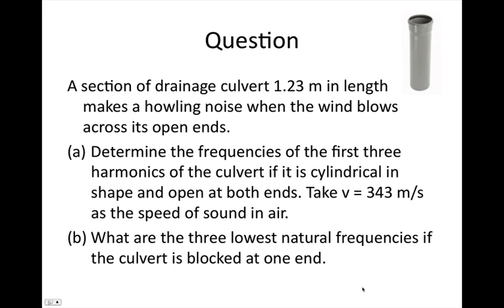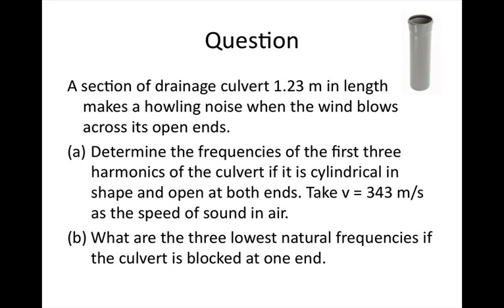Okay, another question. A section of drainage culvert 1.23 meters in length makes a howling noise when the wind blows across its open ends. Determine the frequencies of the first three harmonics in the culvert if it is cylindrical in shape and open at both ends. Take V equal to 343 meters per second as the speed of sound in air.